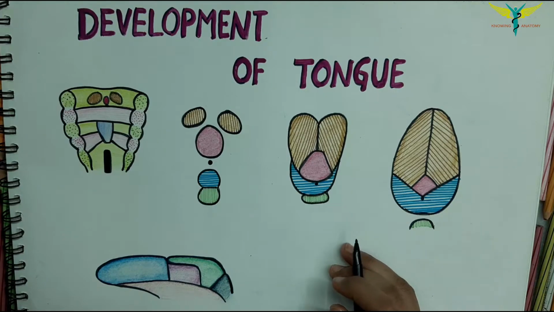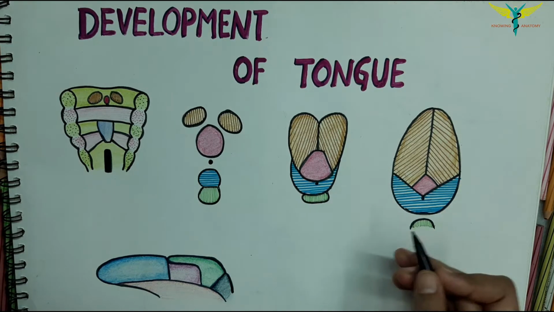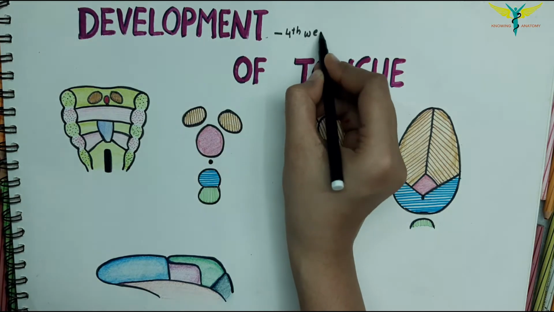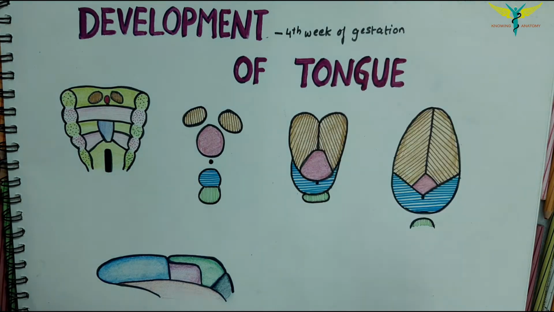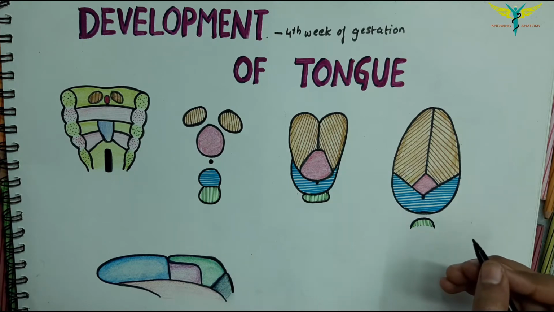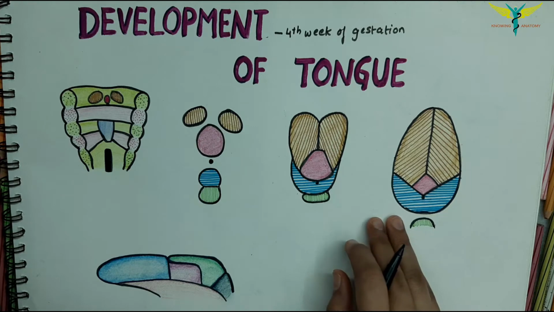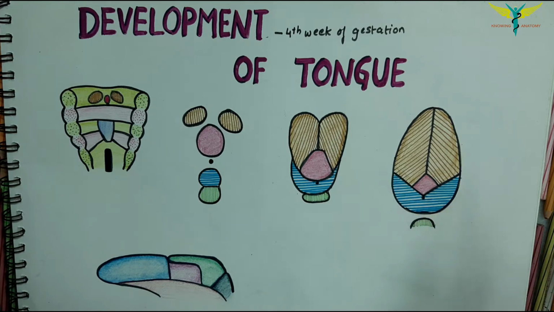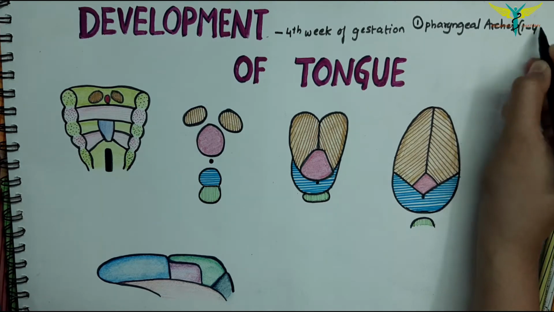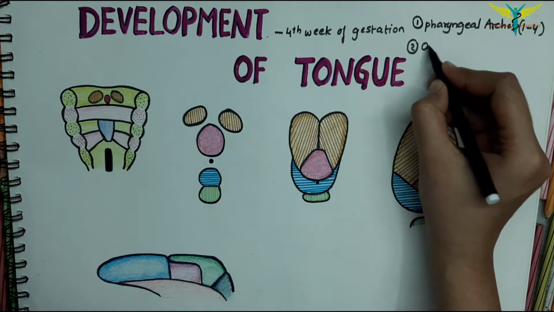In this video, let's learn about the development of the tongue. The tongue begins its development during the 4th week of intrauterine life. It is derived from the pharyngeal arches, that is 1 to 4, which form the mucosa of the tongue, and the occipital somites form the musculature of the tongue.